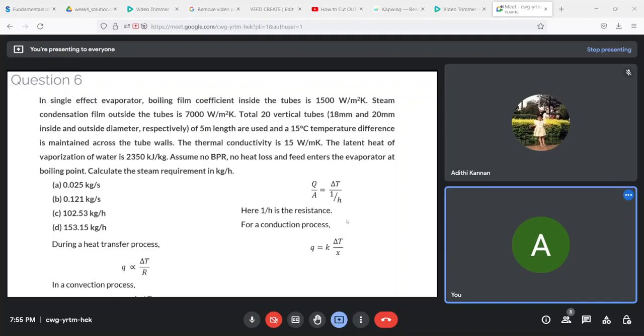In contrast, for conduction, your heat flux is equal to k, which is the thermal conductivity, times delta T, which is again your temperature gradient, divided by x, the thickness of the material through which conduction is happening. If you rearrange this, again you get delta T divided by x by k, where x by k acts similar to R, that is the resistance in the conduction process, where x is the thickness of the material through which conduction is happening. Given that this is a single evaporator, why do we have three different heat transfer coefficients is what I'll be explaining now.